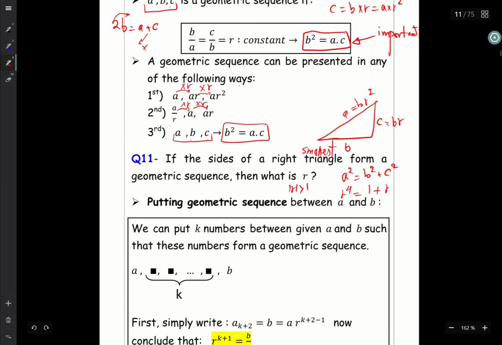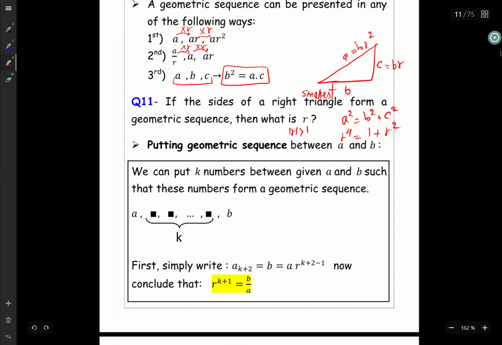1 plus R squared. Now we'll get to solving these equations, but the solution then becomes R to the 4 minus R squared equals 1. And then we make it a complete square. R squared minus 1 over 2, squared, is 5 over 4. Therefore, R squared is 1 plus square root of 5 over 2. And therefore, R is square root of 1 plus square root of 5 over 2. It's a little bit a scary number, but yeah, that's R.